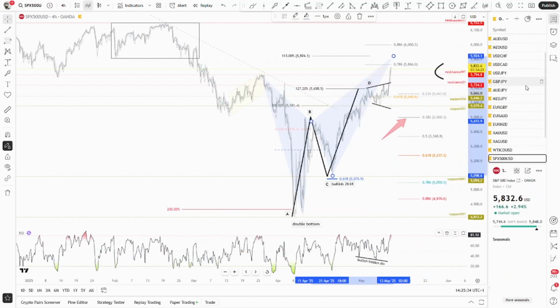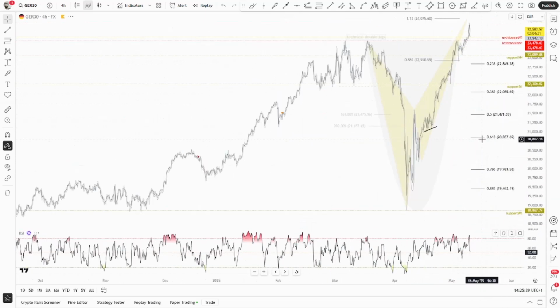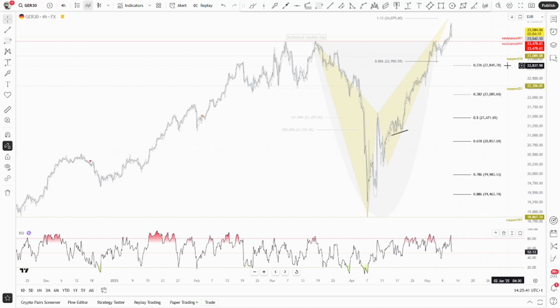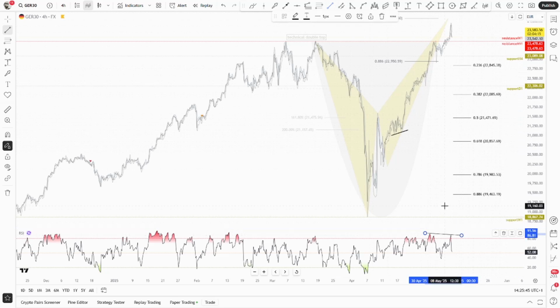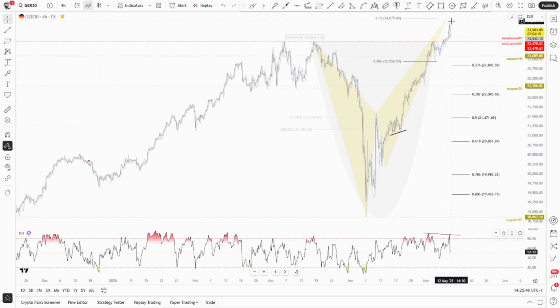Once completed, we expect a pullback. The German DAX is already trading above the previous fractal resistance levels. Pay attention to these clear bearish signs or bearish divergence on the German DAX. It approached the formation of the bearish alt-bat pattern at 24.75. So that being said, this pattern didn't complete just by a few points.